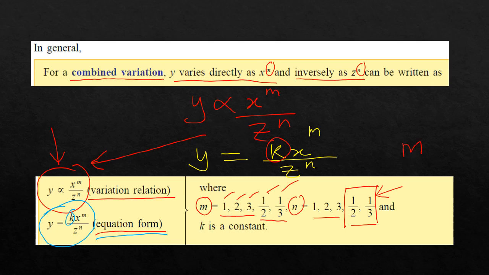If m power 1 over 2, what is this? This is the square root of m. If n power 1 over 3, it is the cube root of n. You have to write small number 3 over there. Yeah? So okay, no problem to you.